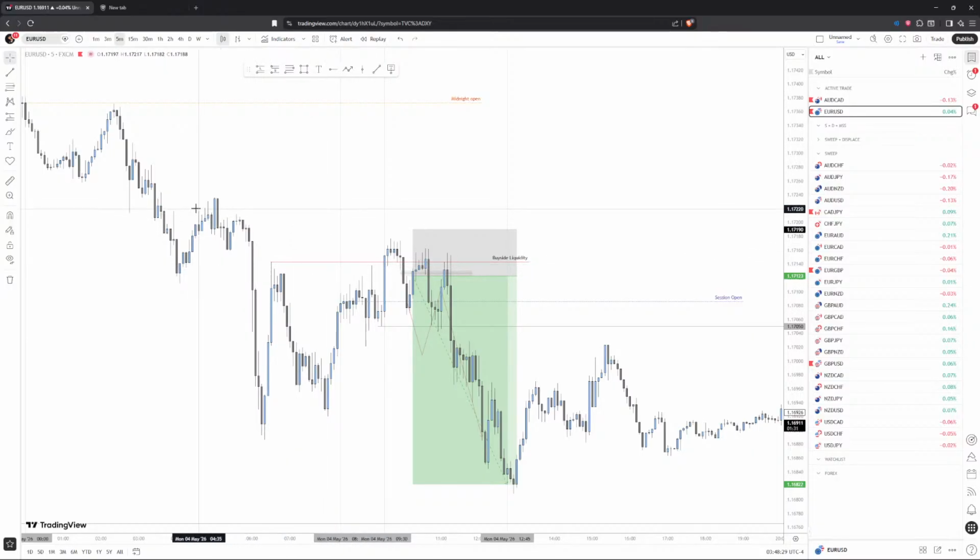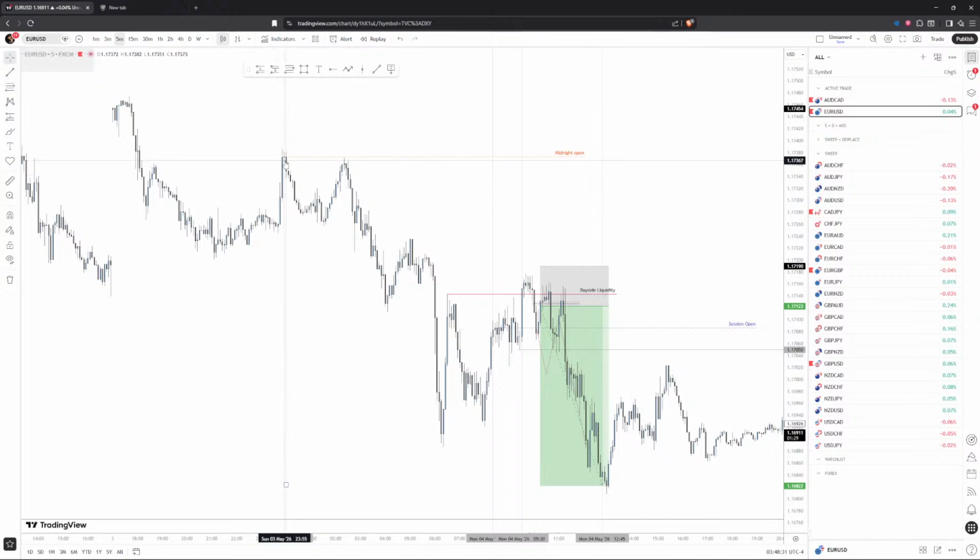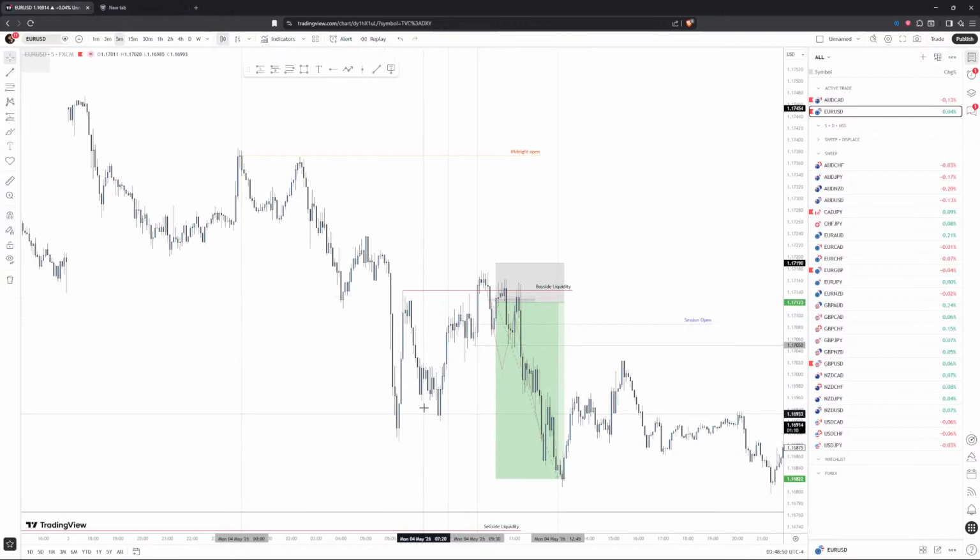Midnight open is right here. So midnight opened here, rallied down. And sometimes it's so bearish, it doesn't always get the sweep before it goes down. So we had an equal high moment here, or failed high, and then price dropped and it kept dropping, right?